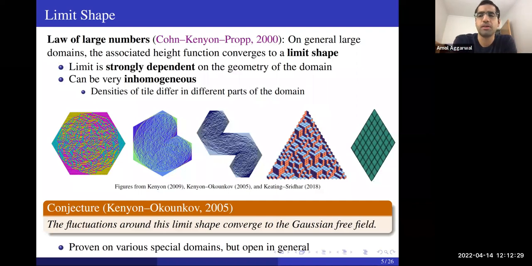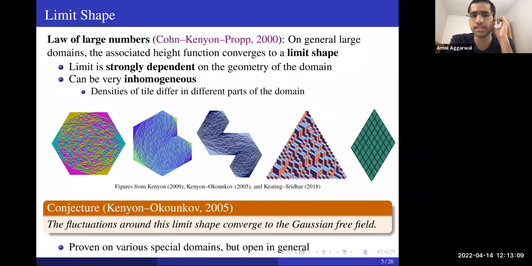So I have some random height function whose boundary data is pinned down. And the theorem, which goes back to Cohn, Kenyon, and Propp in 2000, is that on any large domain, you might have a few hypotheses, like piecewise smooth boundary or simply connected. If I take a uniformly random lozenge tiling of my domain and associate it with its height function, the height function converges to some limit shape. It has some law of large numbers. I won't write down the variational principle in thorough detail, but I just want to tell you a few qualitative properties of it.